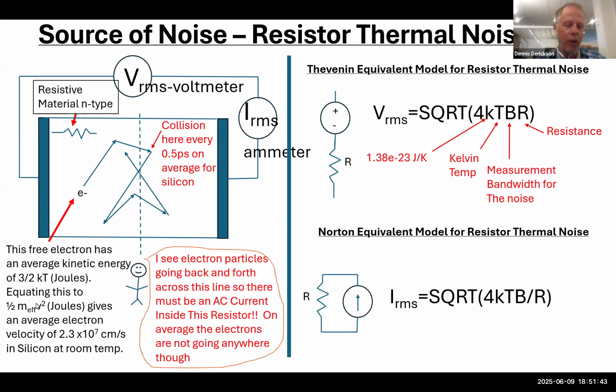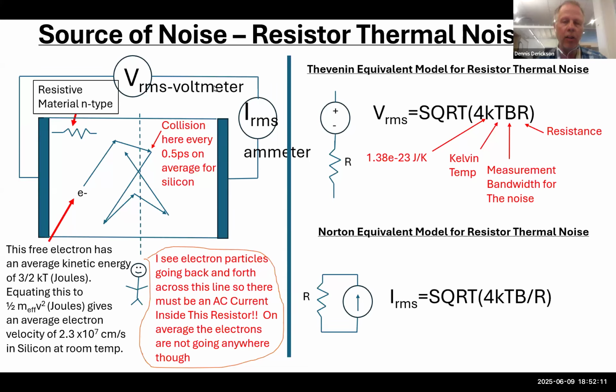If you equate these two and solve for velocity, you'd find that the electrons, when they're going through this path right here before collisions, are going about 2.3 times 10 to the 7th centimeters per second in between their collisions. So this person is right. He sees that electrons are going back and forth across this dashed line. There's a current that forms, and that is a measurable quantity, and that's a fundamental limit to the sensitivity of many electronic systems.